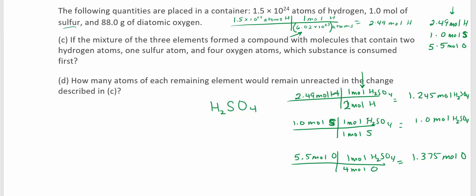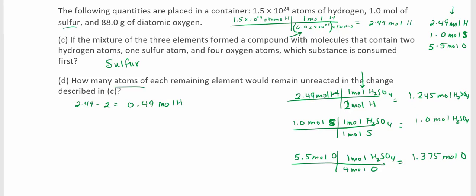So the substance that is consumed first is sulfur, and it produces the least amount of sulfuric acid. So that dovetails us into D. How many atoms of each remaining element would remain unreacted in the change described in C? Well, in order to form exactly 1 mole of H2SO4, I need 2 moles of hydrogen. I have 2.49, so 2.49 minus 2. I have an excess of 0.49 moles of hydrogen, but that's not the answer to the question.